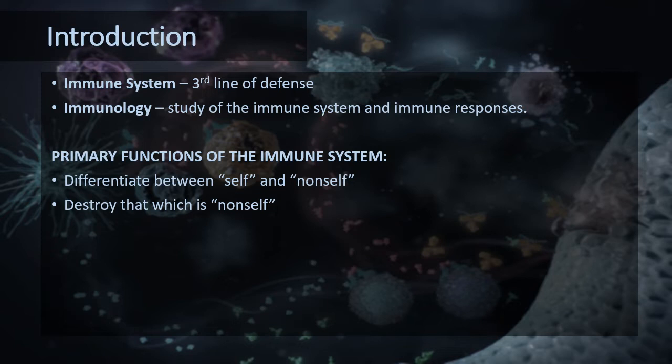So we have two primary functions of the immune system. First is to differentiate self from non-self, and second is to destroy what is non-self. So the non-self here refers to the foreign substances or foreign microorganisms or pathogens.